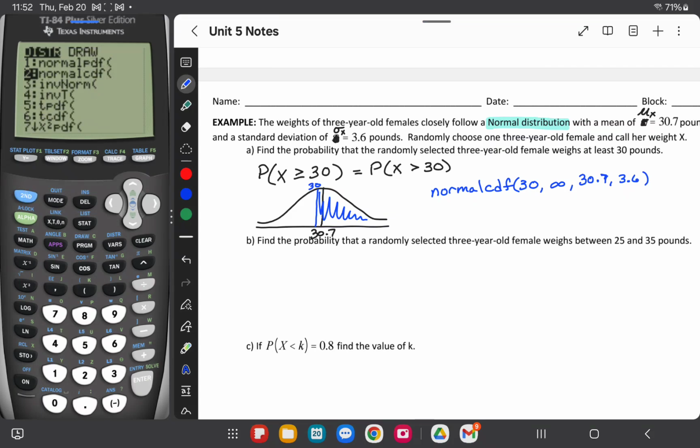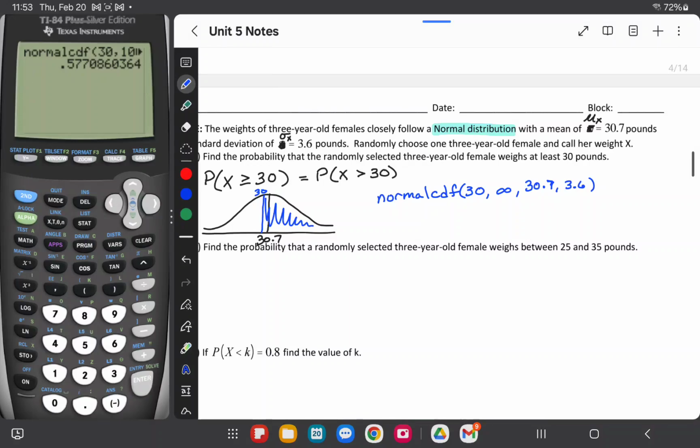We'll go into our distributions menu, choose normal CDF. For lower, we'll make that 30. Remember, upper, we'll just make something very large. And then we'll go ahead and type in our mean as well as our standard deviation. And then we should be able to paste that into our formula. And here is the probability.